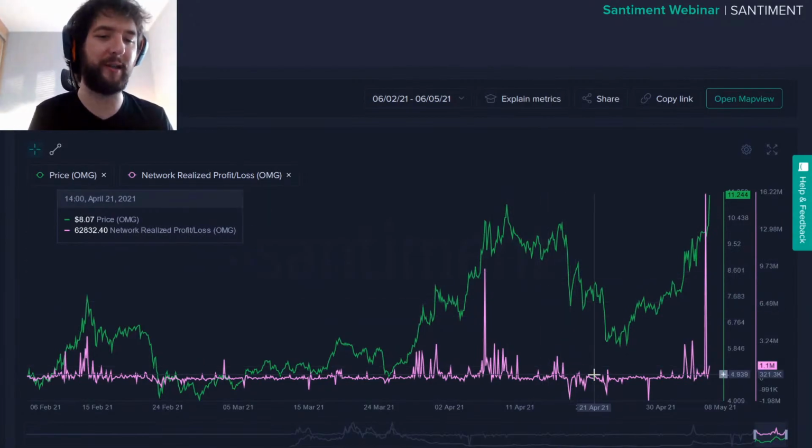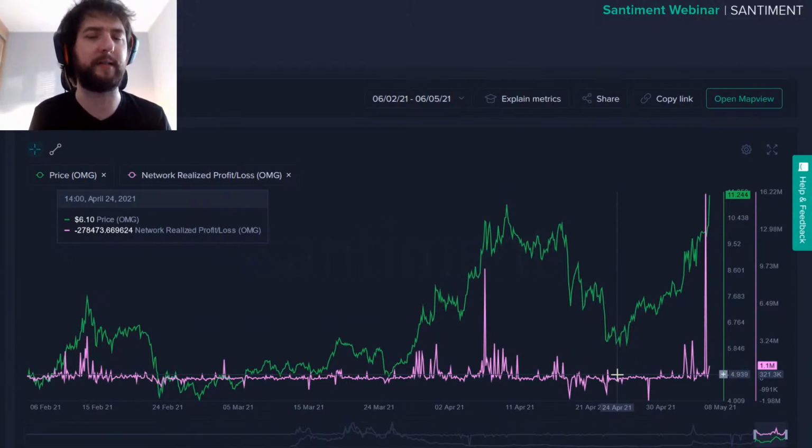Essentially, these major dips in net profit loss signal a little bit of blood on the streets. It signals a period where people are panic selling. They're more than happy to actually sell at a loss because they're afraid that an even larger correction is coming. And as a result, it suggests oversold conditions, right?